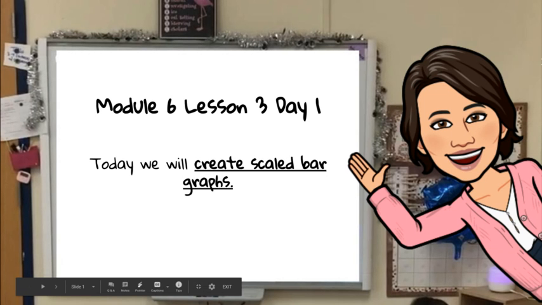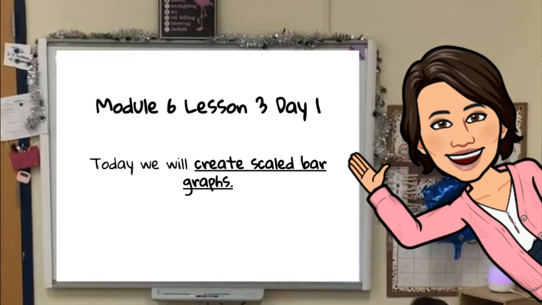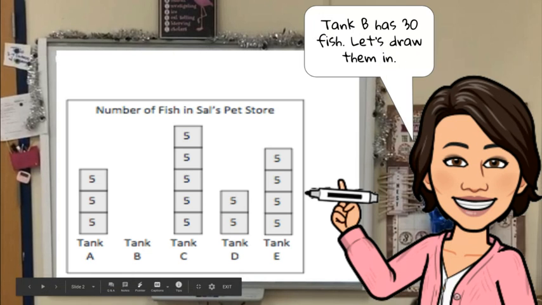Hey guys, and welcome to Module 6, Lesson 3, Day 1. Today, I am going to teach you all about scaled bar graphs, and you are going to get to create scaled bar graphs. So that's our goal for today. Let's go ahead and get started.